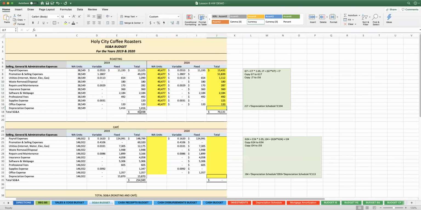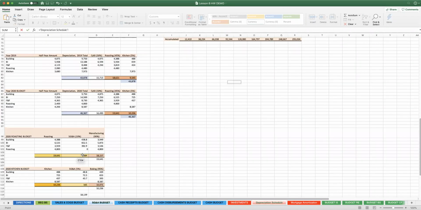All right, the depreciation, we can't use the prior one, which was right off your graphs as well. The depreciation changes every year based on whatever's in the schedule. So we've got to go to the depreciation schedule, cell C104. I've got that dollar amount over there for you. We'll look at it. So C104 is right there. That's the roasting 2020 depreciation budget for SG&A right there.